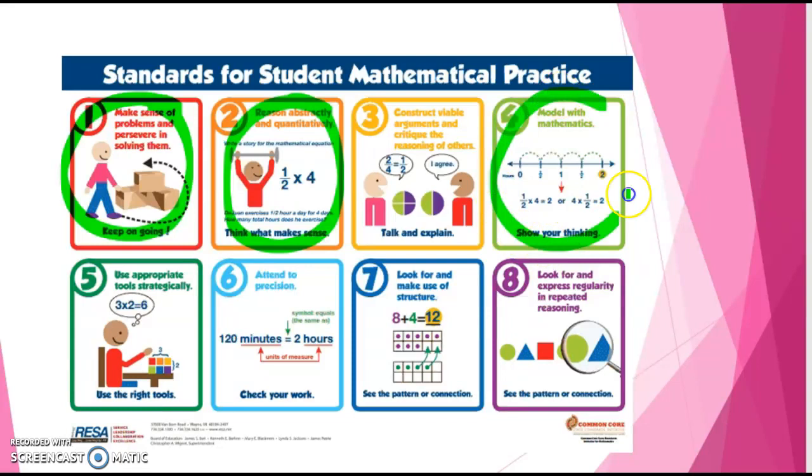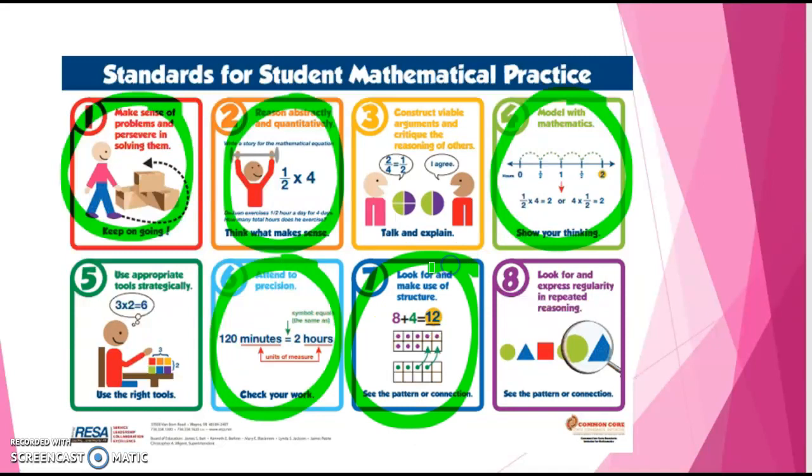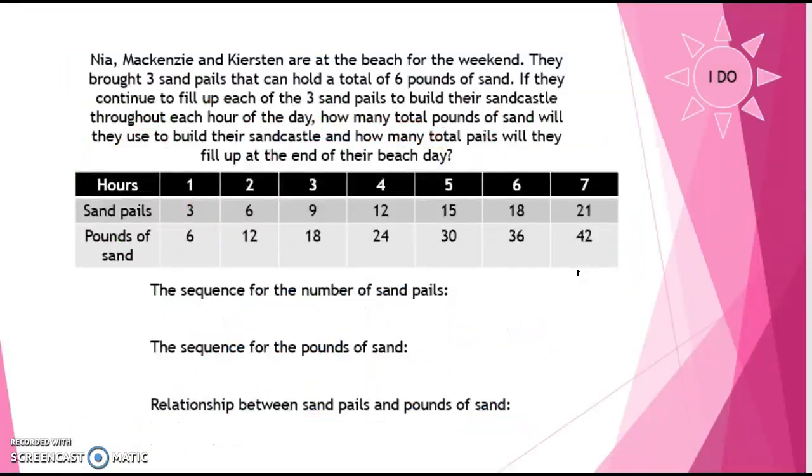4, we need to model with mathematics. You need to be able to show your thinking. We're going to attend to precision. We're going to check our work. We're going to look for and make use of structure. Okay, this is a big one for this lesson. We're going to see patterns and connections. And lastly, we're going to look for and express regularity in repeated reasoning. Once again, we are looking for connections and patterns among sets of numbers.